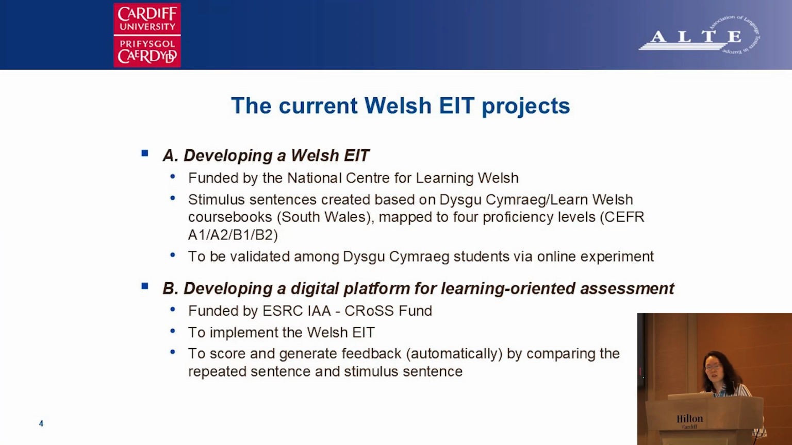Currently I have two projects going on for this Welsh elicited imitation test. I'll focus on the first one, which is about developing a Welsh elicited imitation test. This project is funded by the National Centre for Learning Welsh, and that's why we have created stimulus sentences based on Learn Welsh course books. There are 6 course books mapped onto 4 proficiency levels according to CEFR from A1 to B2.